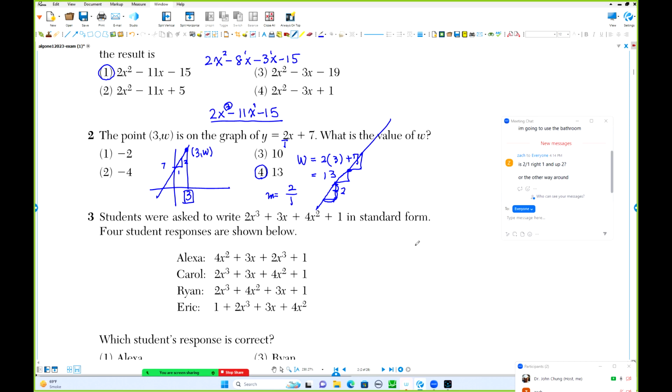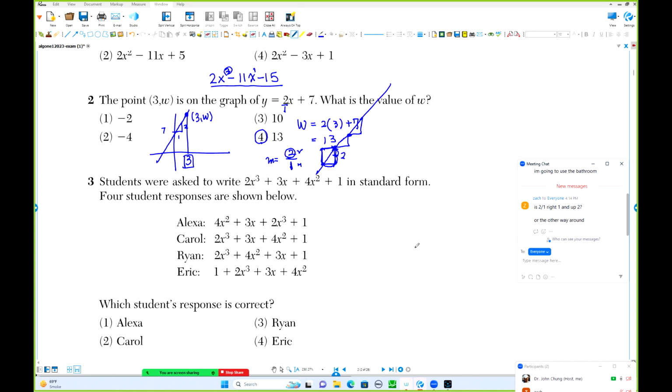Or you can use y first. From here, 2 units up is vertical, and this is horizontal. Plus is up, minus is down. For horizontal, plus is right, minus is left. This is plus 2 units up, 1 unit right. It's the same point. You can go this way or this way. Either way is okay. Okay, very good. Good questions.